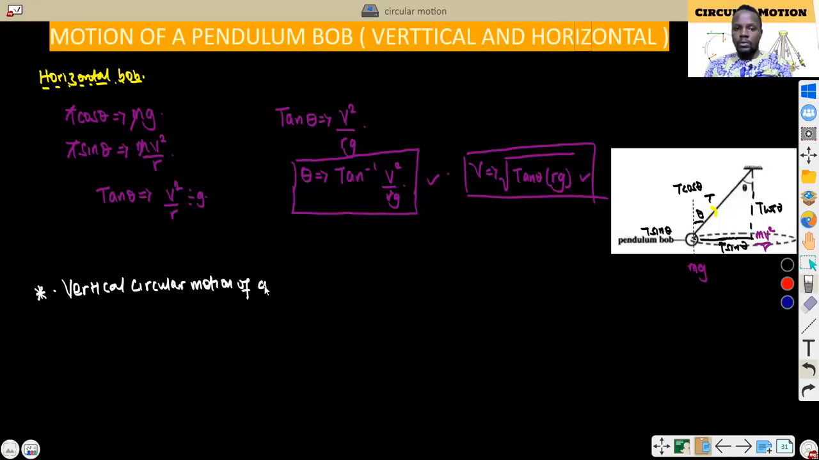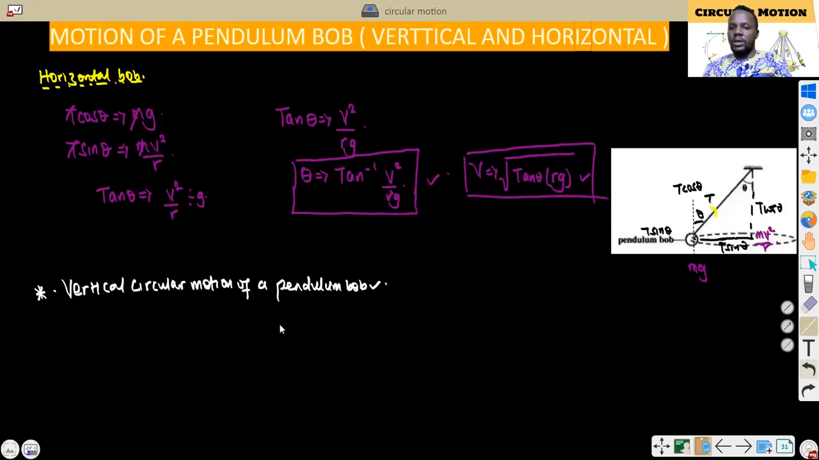Of the pendulum ball. This is also very important because of examination of every level. Now, here we can consider the same spring that is being hung or tied up to the ceiling.